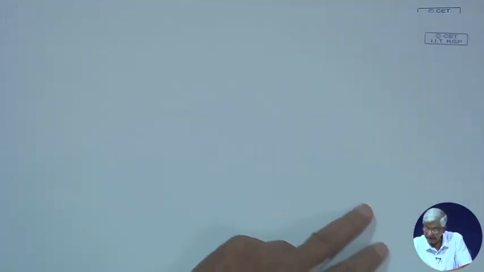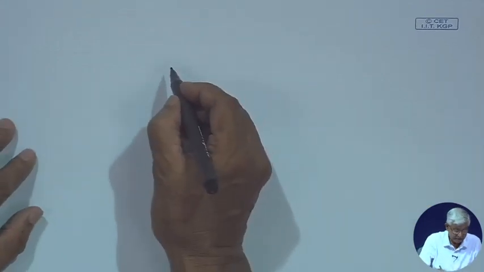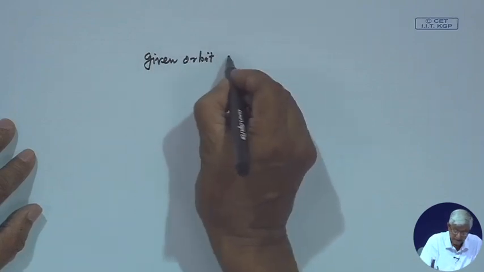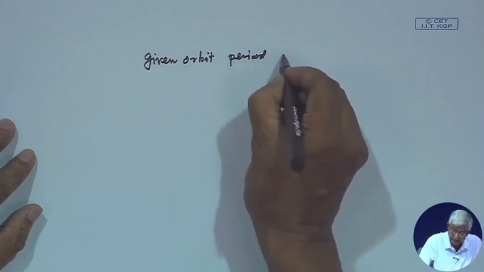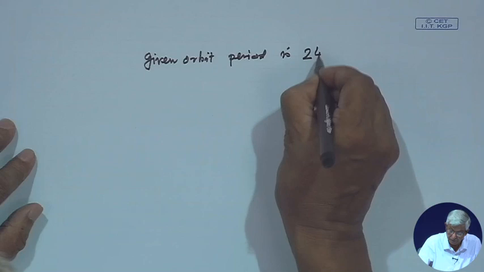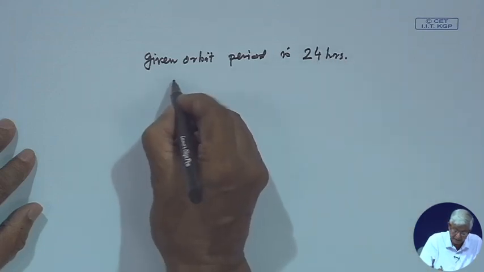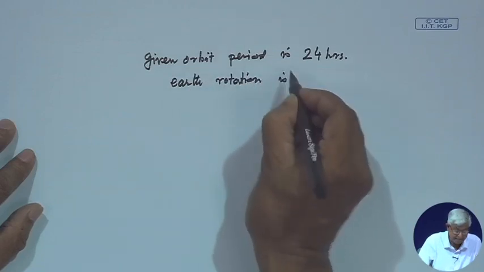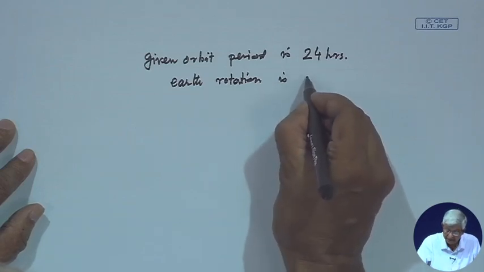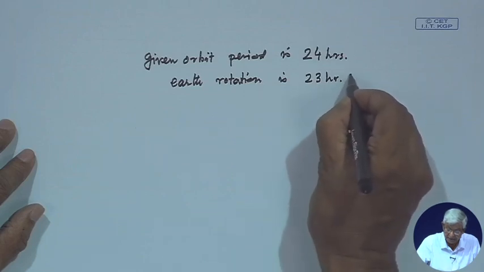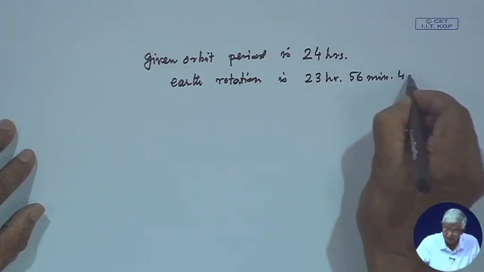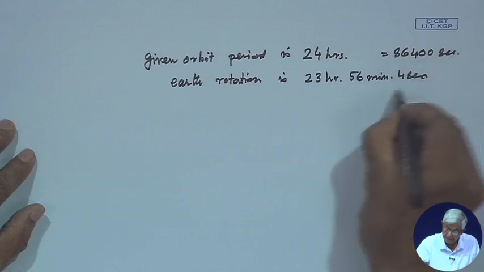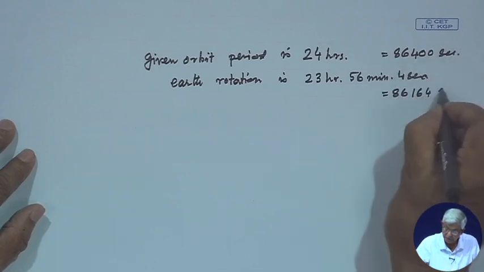That is, the given orbit period is a solar day, that is 24 hours, and Earth's rotation period is less than 24 hours, that is a sidereal day, which is 23 hours 56 minutes 4 seconds, etc. This comes out to be 86400 seconds for the solar day, and 86164 seconds for the sidereal day.